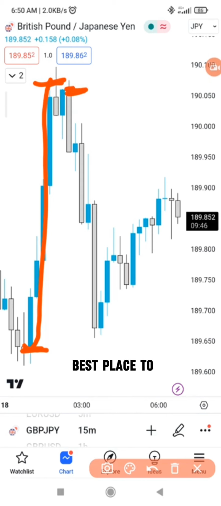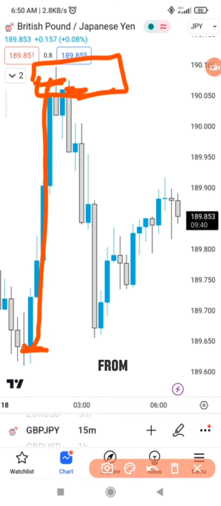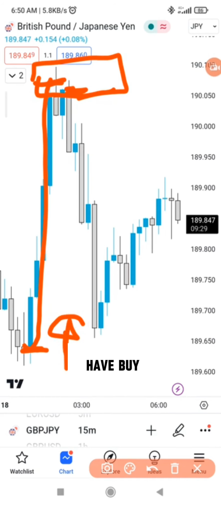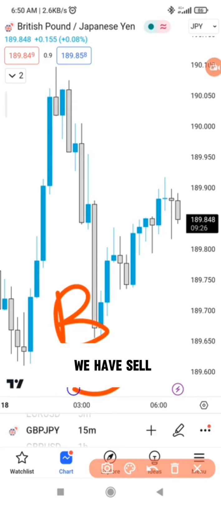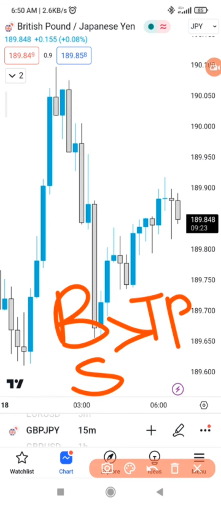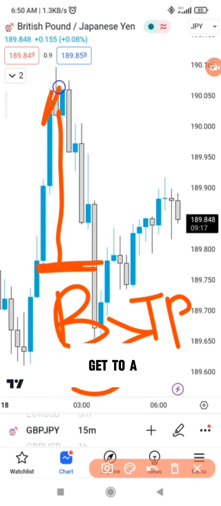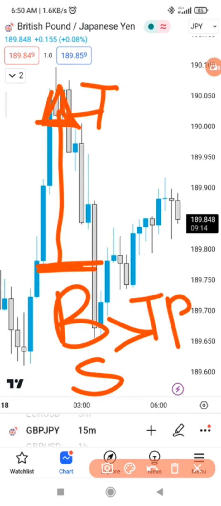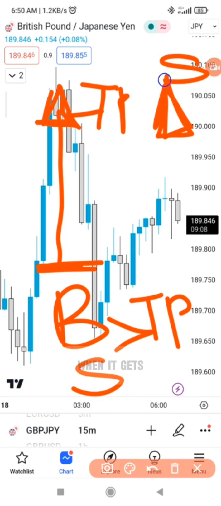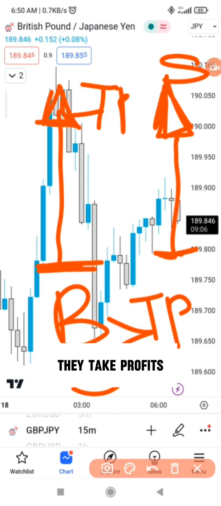sellers saw that okay, this is the best place to sell from. This area here is the best place to sell from. So buyers are going to be selling off whatever they have so that they can make profit. Not sell per se, they are going to be taking profit. Remember, we have buy, we have sell, then we have take profit. Buyers buy at the lowest price. Then when they get to a high point, they take profit. Sellers sell at this price. Sellers, when it gets to the lowest point, they take profit.